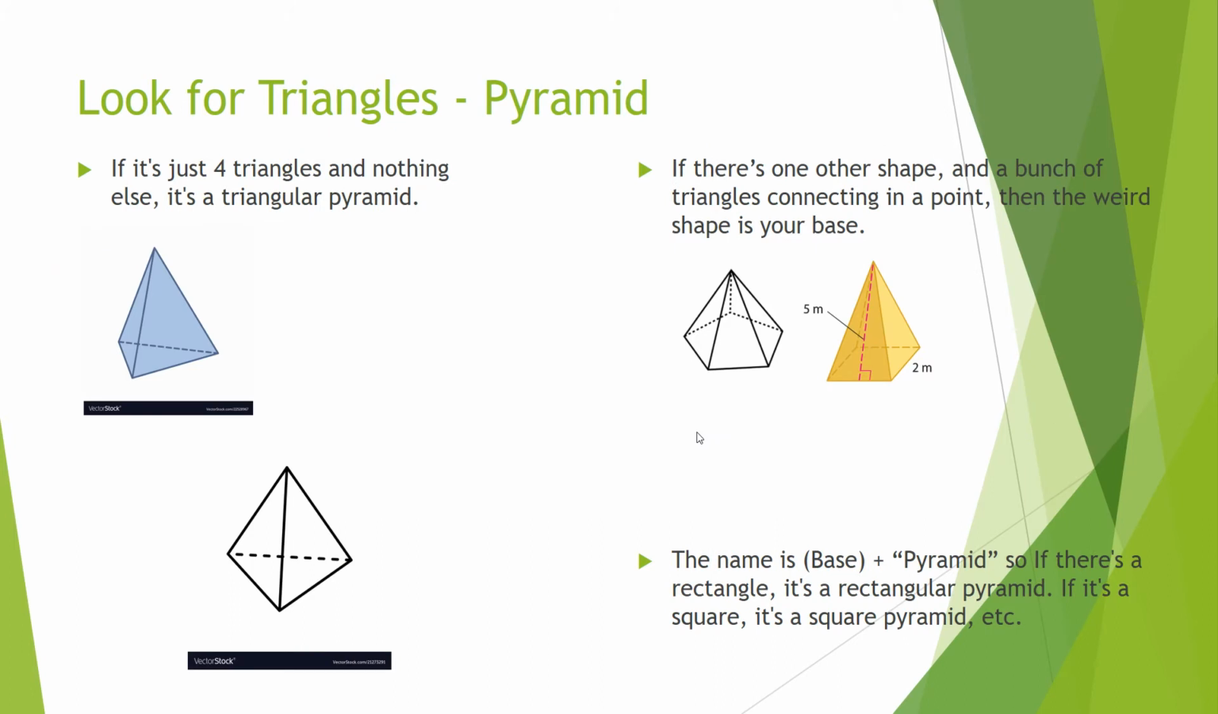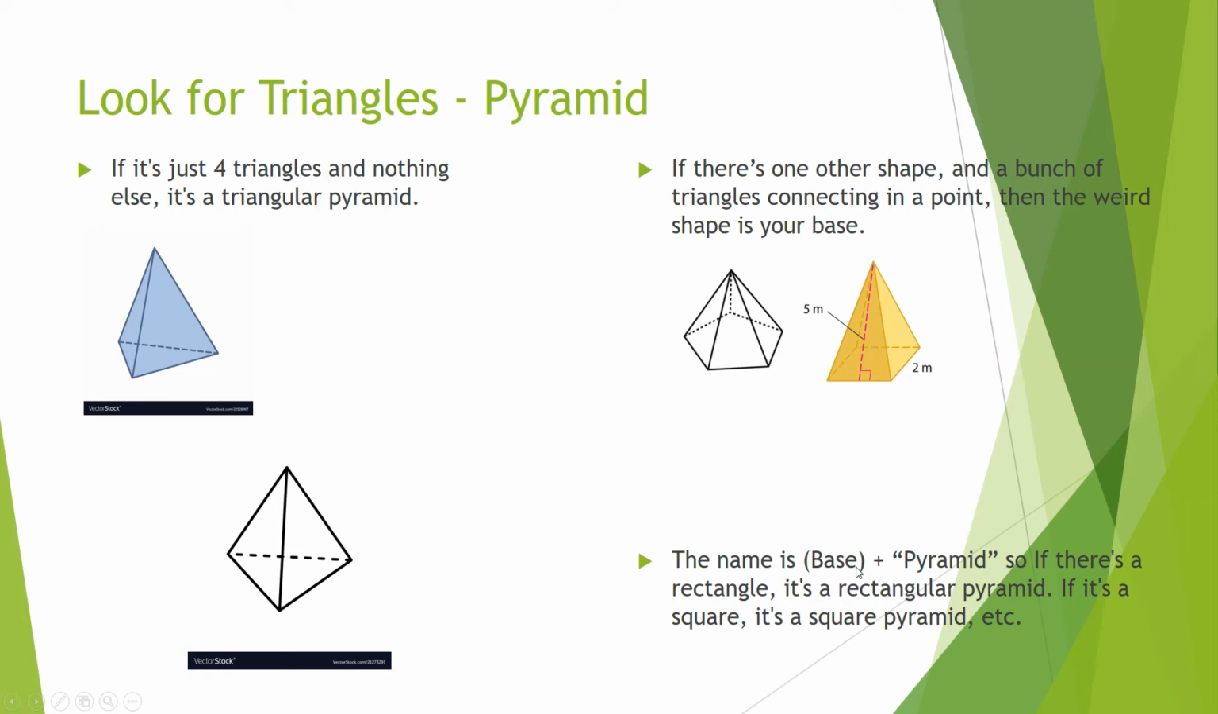Next up, you look for triangles. Pyramids have triangular faces along the lateral surface. So if you have exactly 4 triangles just stuck together, that's a triangular pyramid, where one triangle is the base and the remaining 3 triangles are your lateral surface. If you have a different shape and a bunch of triangles, then this is a pentagonal pyramid. This is a square pyramid. And then you have the triangular faces connecting up to that apex.